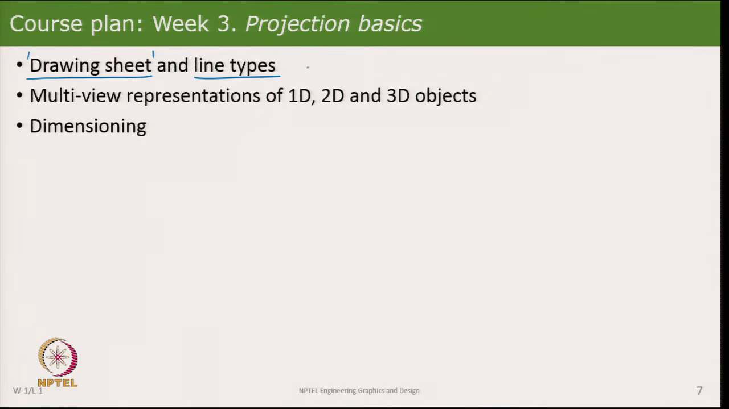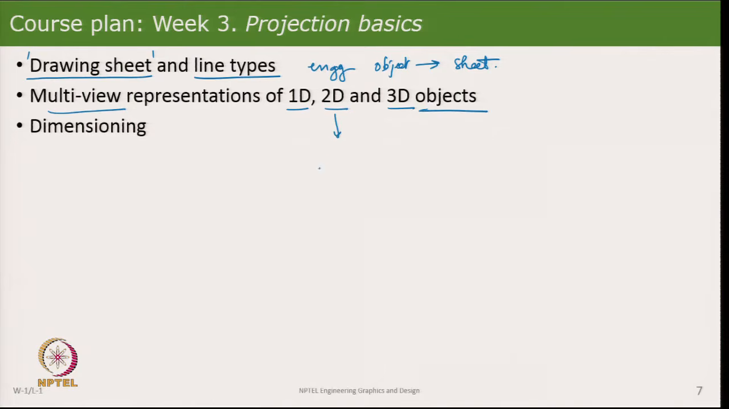So, we will see how in engineering we use different types of lines to represent different concepts, and how we put that to make an object, and how we place the object on a sheet. We will look at that aspect. Then we will look at multi-view representations in 1-dimensional, 2-dimensional and 3-dimensional, but this is with respect to objects.